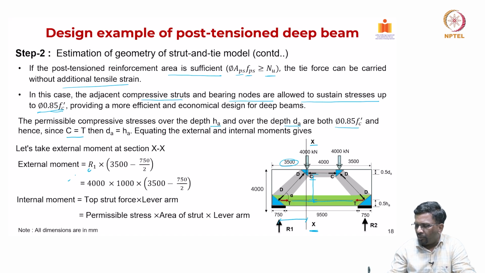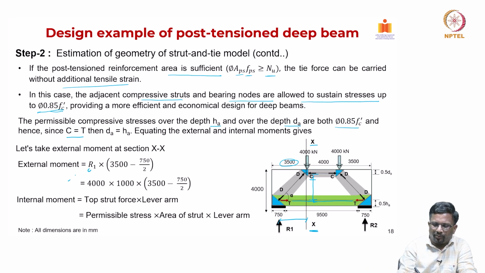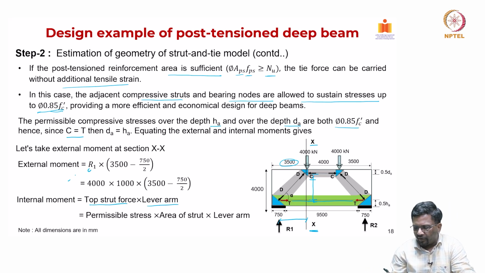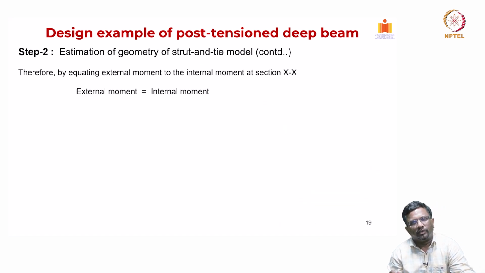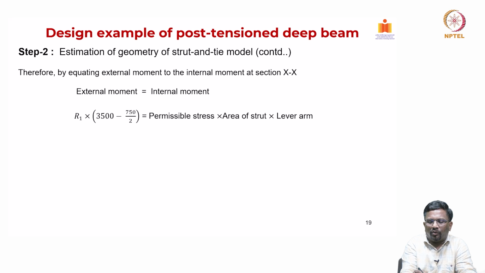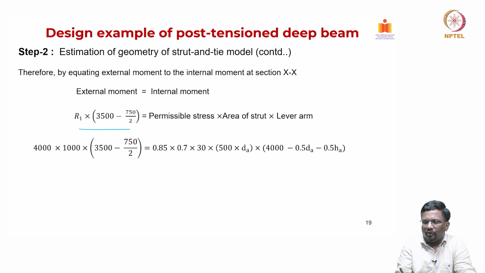So, I take moment about, let us say, this tension tie. We can say top strut force multiplied by the lever arm. What is the lever arm? In this case the lever arm is 4000 minus half dA and half hA. That is your lever arm. How about the top strut force? Strut force is the permissible stress multiplied by the area of the strut. So we can equate them: external moment equals internal moment, so R1 into this lever arm is equal to 0.85.